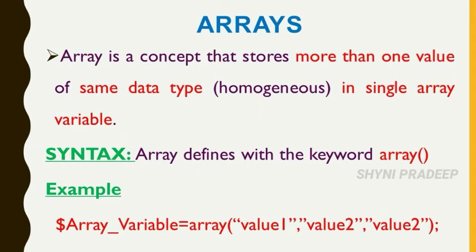To use an array in PHP, you have to use the array keyword with the variable. See this example. This is the array variable. Here you have to write the variable name, is equal to, and the keyword array. Within the parenthesis, you can write multiple values which belong to the same data type. So when you are using this array keyword, you can store multiple values of the same data type in a single variable. That is called an array.